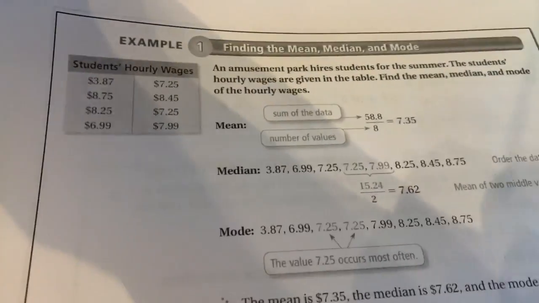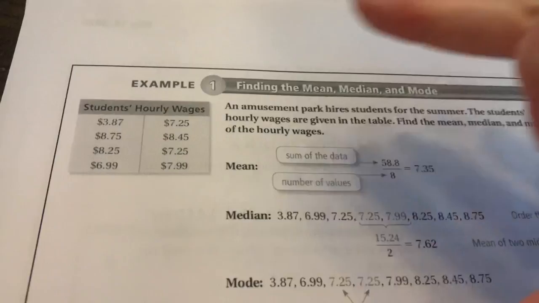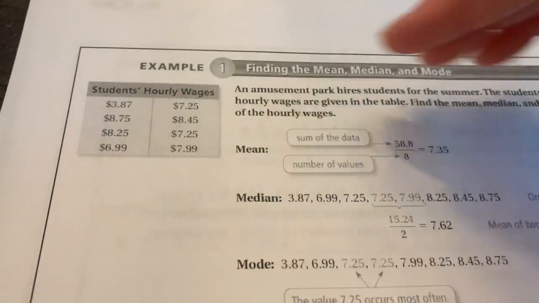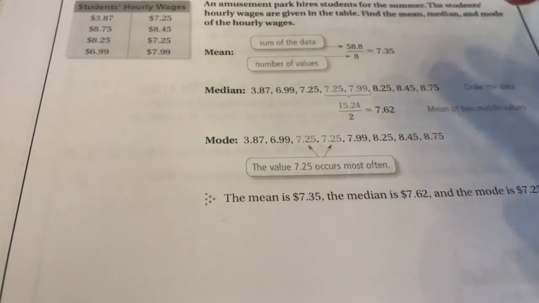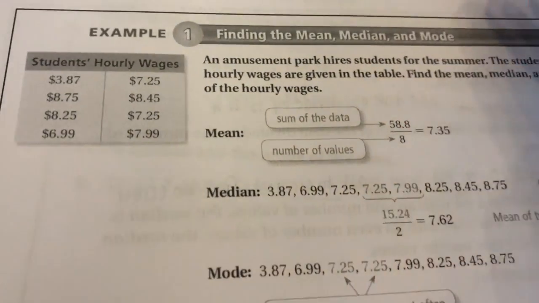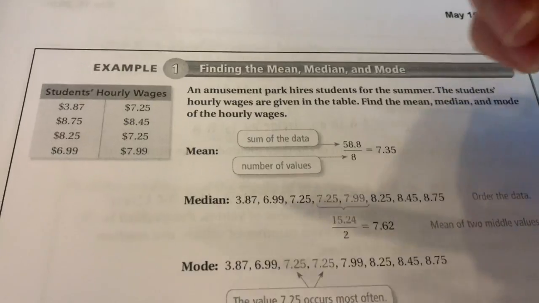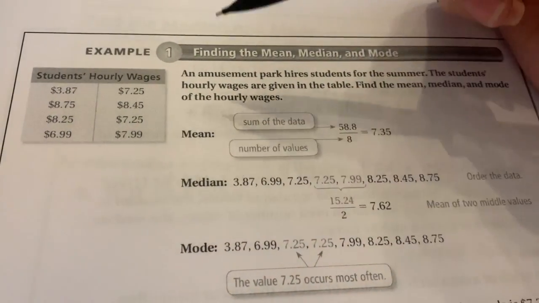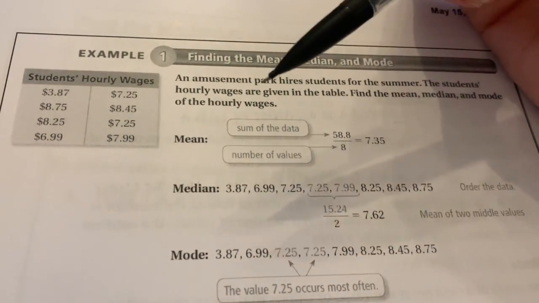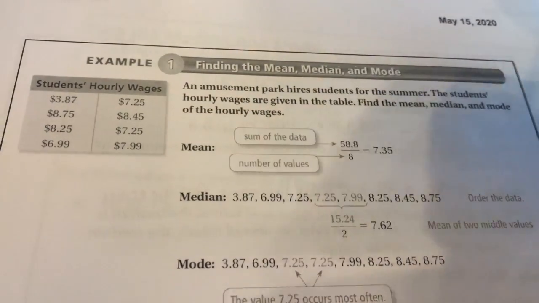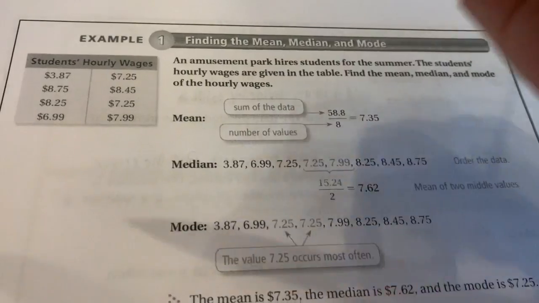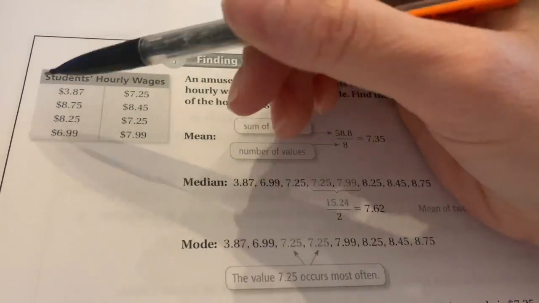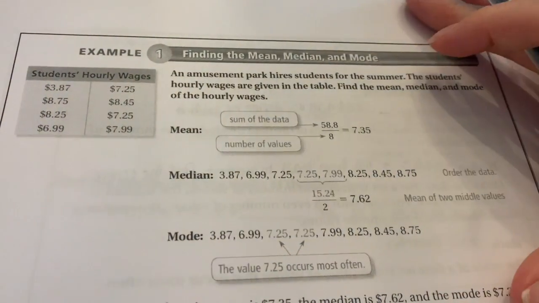For the first example, we're just going to look at a data set and find all three things: the mean, the median, and the mode. This is all done, so I'm going to just show you, and then we'll do one ourselves. Here are an amusement park's students' hourly wages. They're hiring students, and this is what they're getting paid. We want to find the mean, the median, and the mode so that we can give a good approximation of what these kids are making.